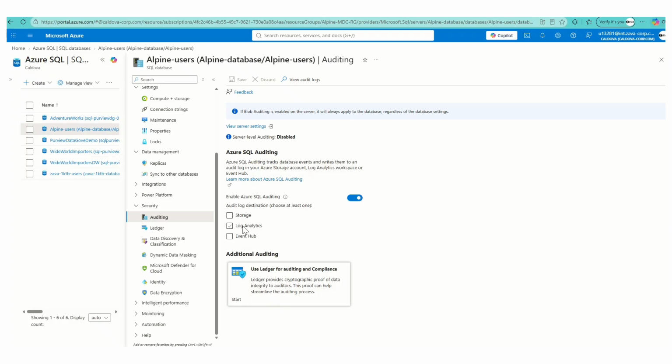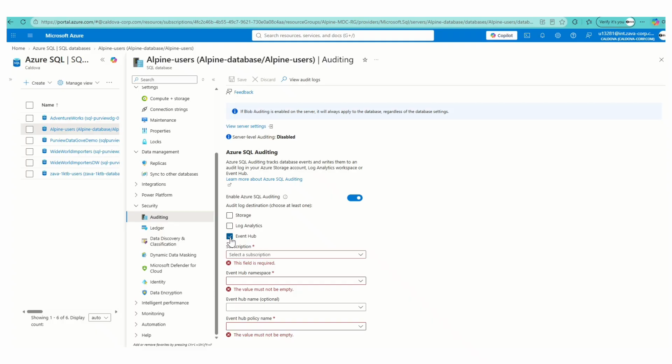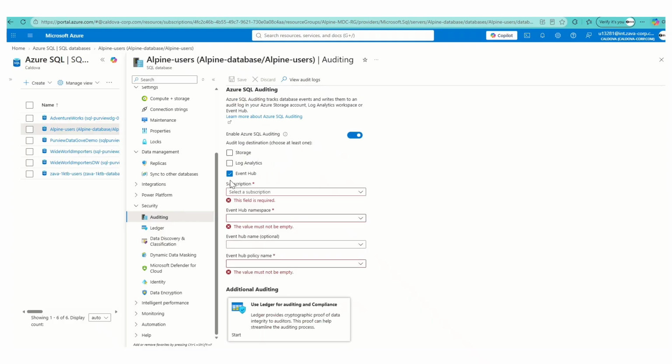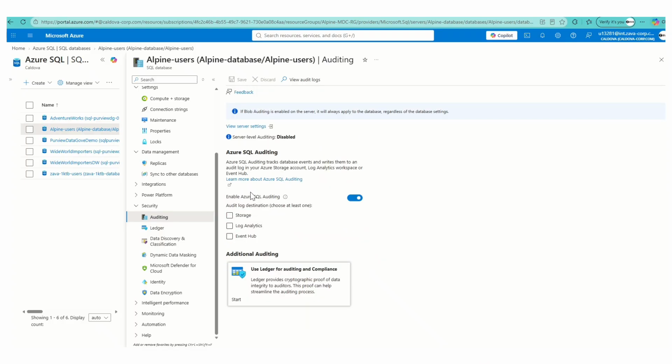So again, Log Analytics to be able to query and use KQL within Microsoft. A storage account if you want to store for compliance reasons for a long time, and then Event Hub to stream this to a third-party SIEM like Splunk or Curator. Now, those are the things you need to know. Definitely need to know for the exam.